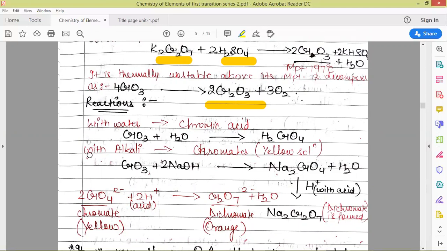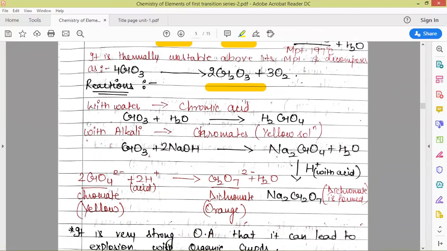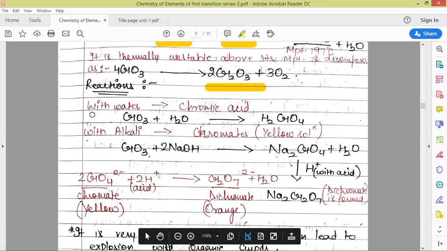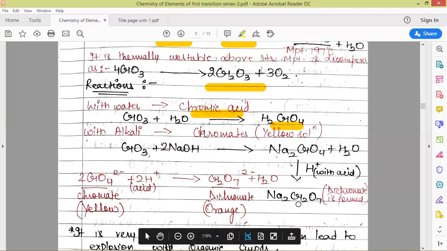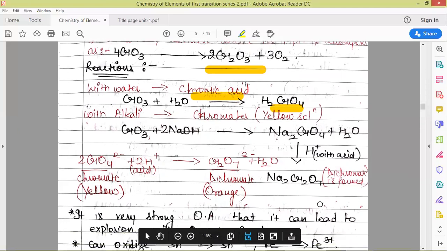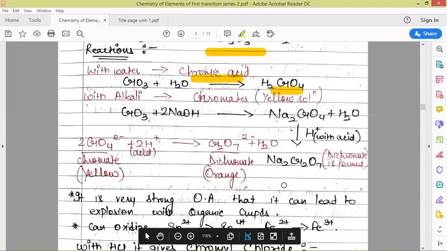These are the very important reactions: how CrO3 reacts with water, how it behaves with alkalis, how it behaves with acids. With water, when CrO3 is treated with water, an acid of chromium is obtained, which is called chromic acid with formula H2CrO4. With alkali compounds, chromates are formed, with formula Na2CrO4, and with acids it gives us dichromates, that is Na2Cr2O7. Sodium chromate is yellow in color and dichromate is orange in color.